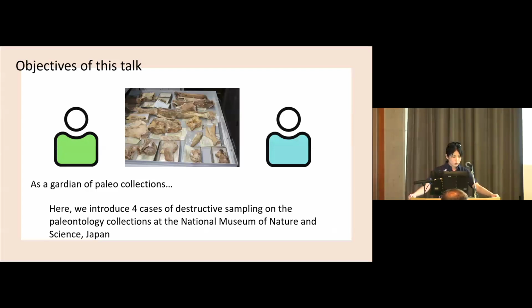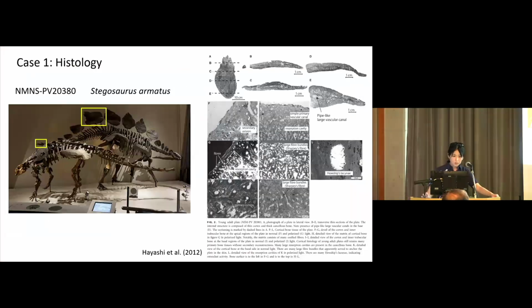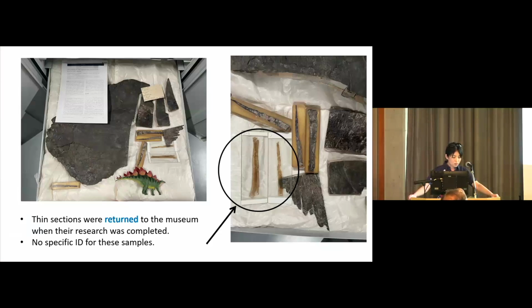So here, I want to introduce 4 cases in which destructive sampling was approved in our museum. Specimens of a Stegosaurus were studied to examine how the plates and the spikes functioned in these dinosaurs. And a thin section of the plate and the spike was made to observe internal bone structures. The sampling of the specimens was allowed with conditions that the studied sections were returned back to the museum when the research was completed. So now it is back to the museum.